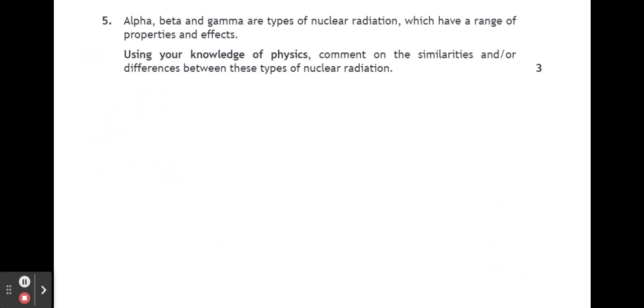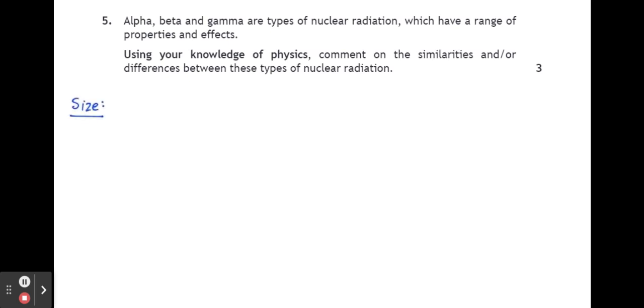It says, alpha, beta, and gamma are types of nuclear radiation which have a range of properties and effects. Using your knowledge of physics, comment on the similarities and/or differences between these types of nuclear radiation. So there's lots of different things you can say here. Actually, the difficulty of this question is knowing when to stop rather than knowing what to write.